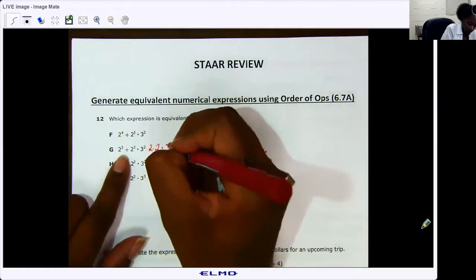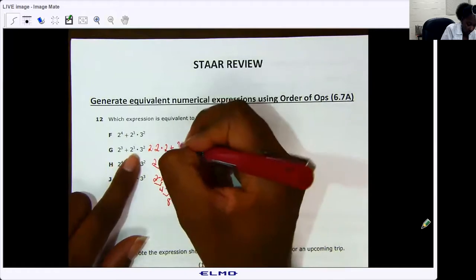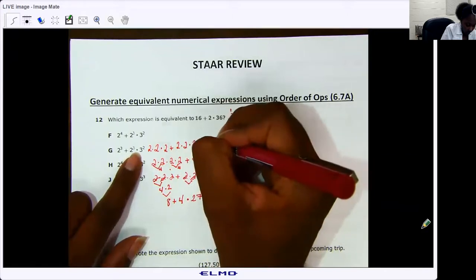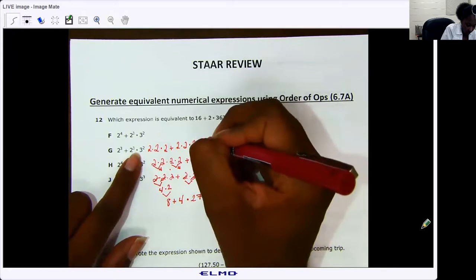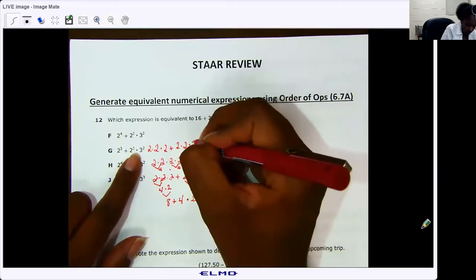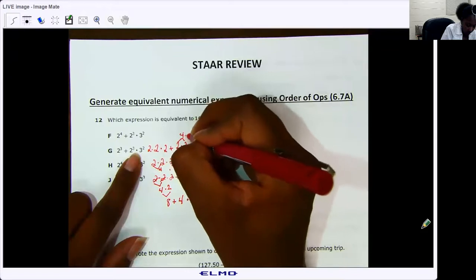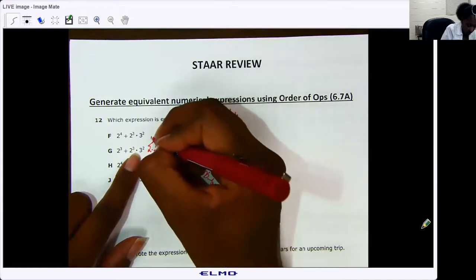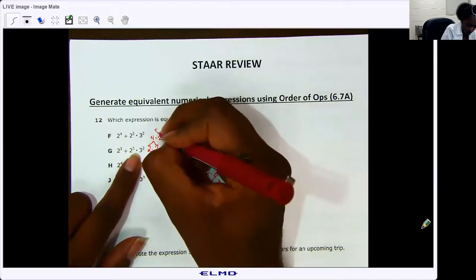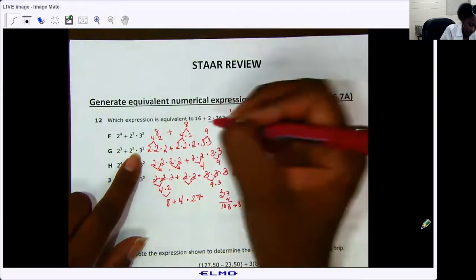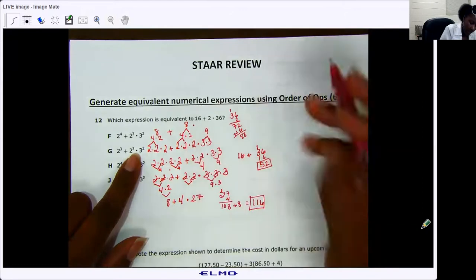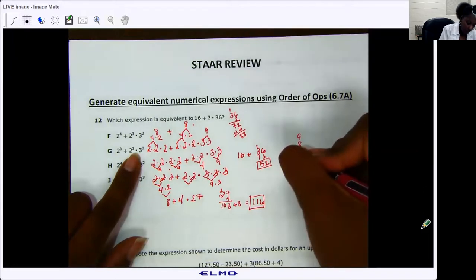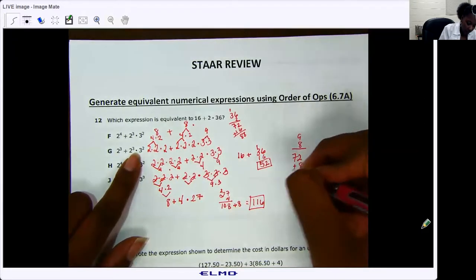2 times 2 times 2 plus 2 times 2 times 2 times 3 times 3. We know that 3 times 3 is 9. Then we have 2 times 2, which is 4, and then 4 times 2, which is 8. 2 times 2 is 4, and then times 2 is 8. So now we have 9 times 8. 9 times 8 is 72. Then we have plus 8.